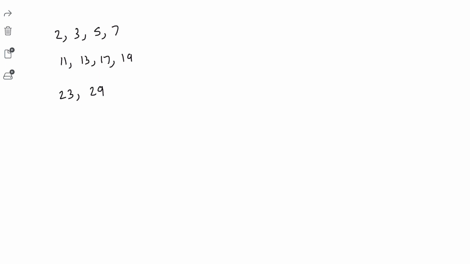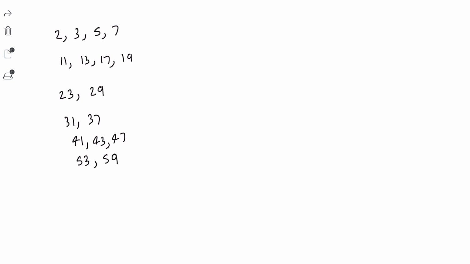Between 30 and 39, it would be 31, 37, and that's all. Between 40 and 49, you would have 41, 43, and 47. Between 50 and 59, you'd have 53 and 59. 51 is divisible by 3 and 17. 57 is divisible by 3 and 19.